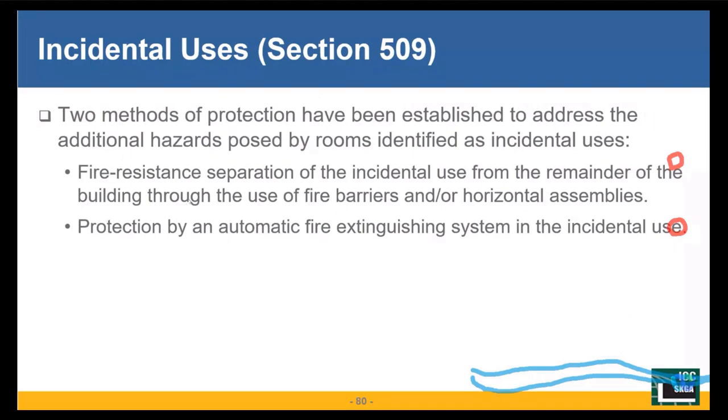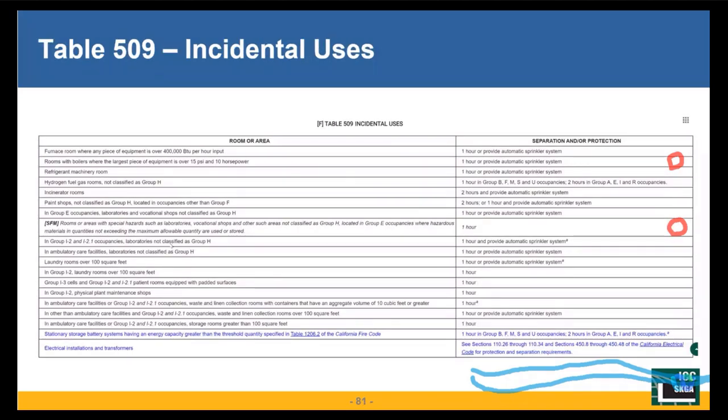And here are the two methods: either you provide a passive fire resistant separation, rated fire barriers or horizontal assemblies, or both if it's located in a multi-story building, or you provide a protective sprinkler system. So these are the incidental uses. You can see they're listed here. Furnace room, specifically where the equipment is over 400,000 BTU per hour, rooms with boilers and so forth. And you can see to the right, you either provide 1 hour or provide an automatic sprinkler system.